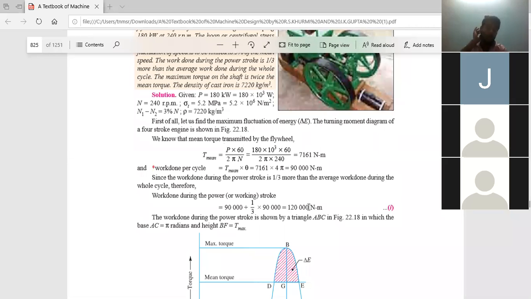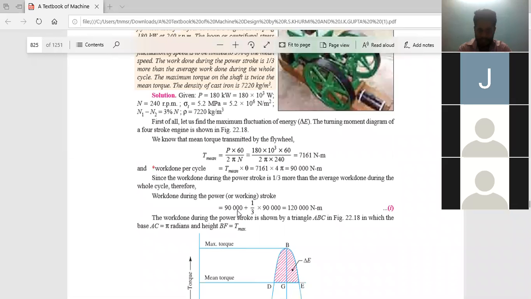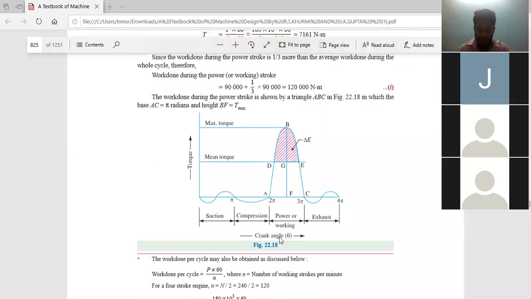Okay, fine. Now, since I have to design this flywheel for a four-stroke IC engine, let us draw the T versus theta diagram first. This is the torque versus theta diagram. This portion is suction, this portion is compression, this portion is expansion or the power stroke, and this portion is exhaust. In this diagram, we are interested in which stroke? We are interested in only the power stroke, because from the power stroke we are getting the work done, and from the power stroke only we will be getting the maximum fluctuation of energy.